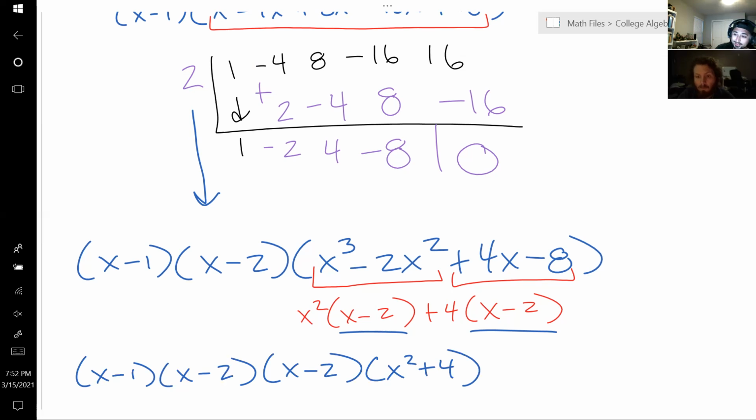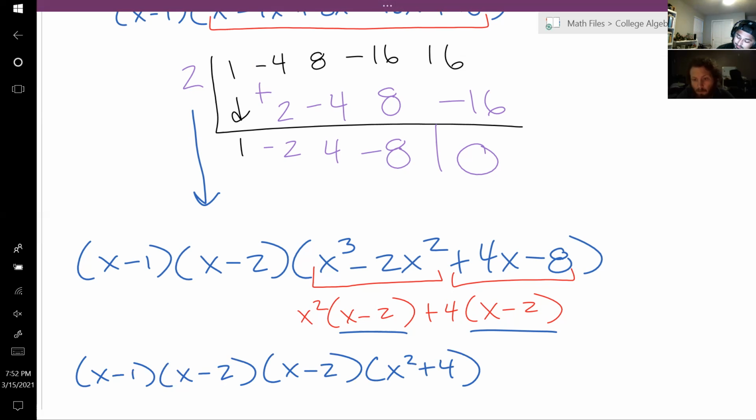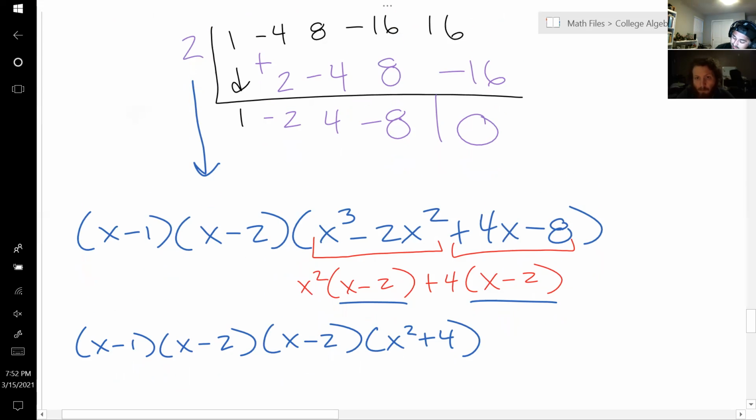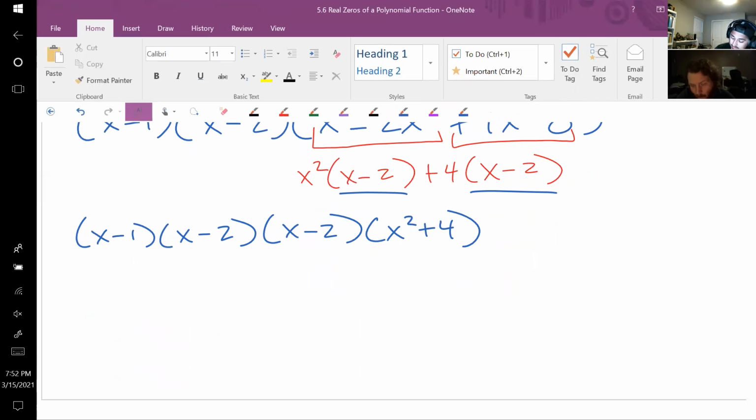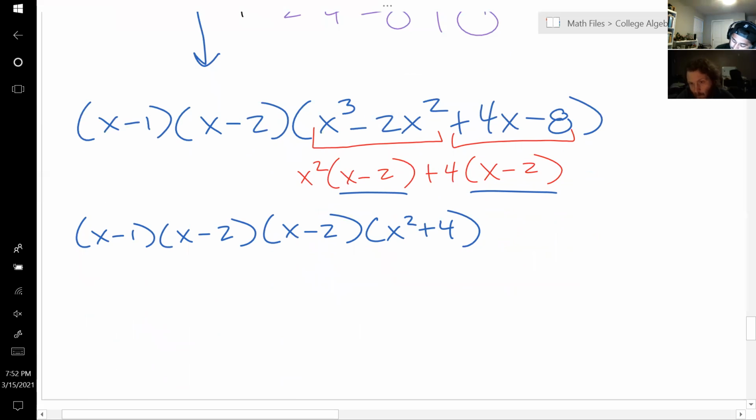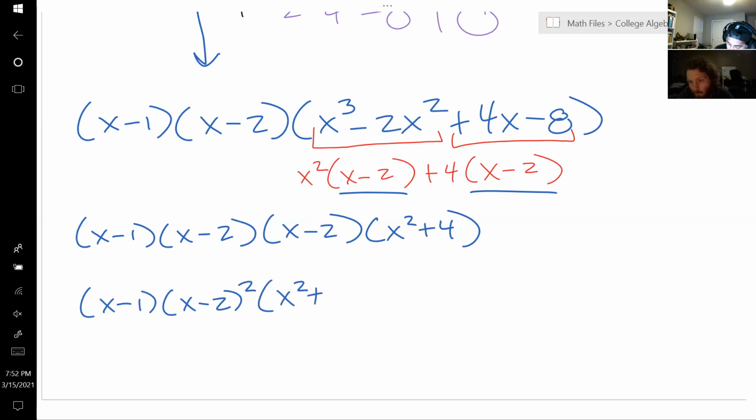All right. Look at that. Let's go ahead and clean this up. I have 2 x minus 2's. So I can rewrite this as x minus 1 times x minus 2 squared times x squared plus 4. Can you factor x squared plus 4?